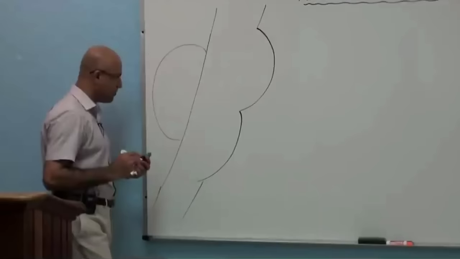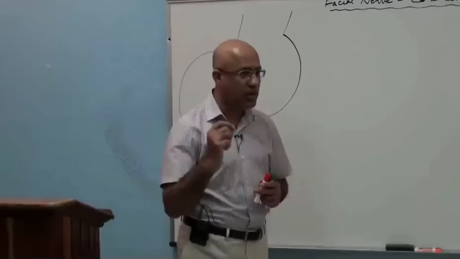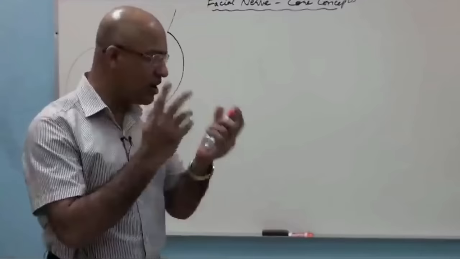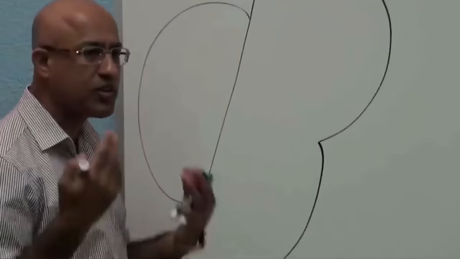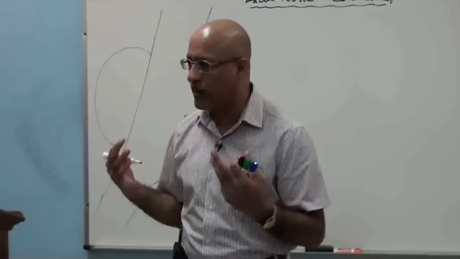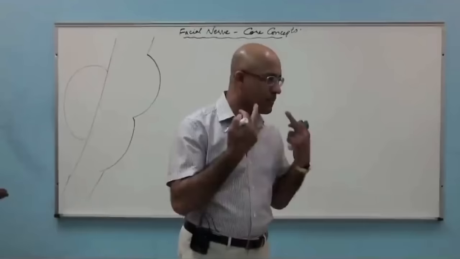Now, number one, facial nerve has motor fibers. First I will talk about the motor fibers and then I will talk about sensory fibers. Facial nerve has motor fibers which mainly control the muscles of facial expression, right? They are called brachiomotor fibers. You must be knowing that muscles of facial expression are derived from the second brachial arch, right? And those fibers of facial nerve which are connected with the muscles of facial expression, they are called brachiomotor fibers, right?